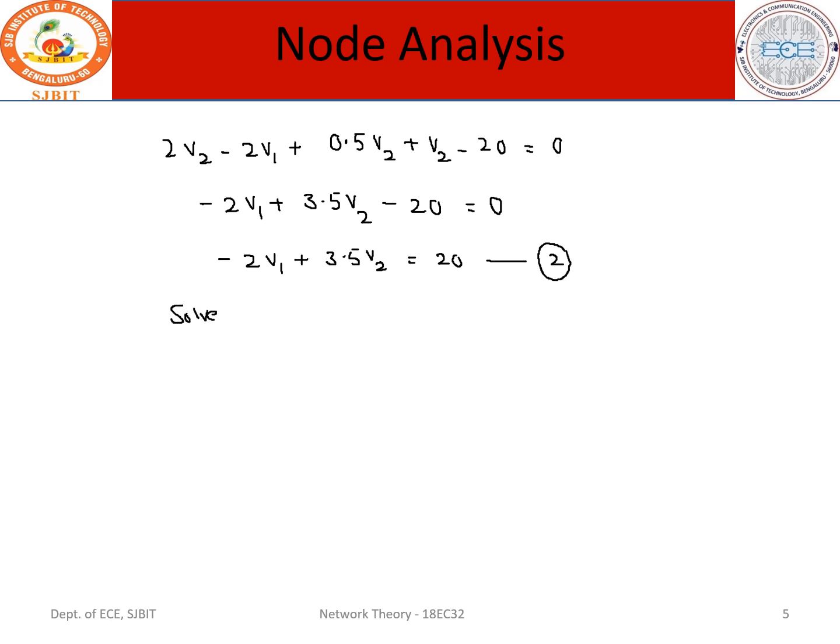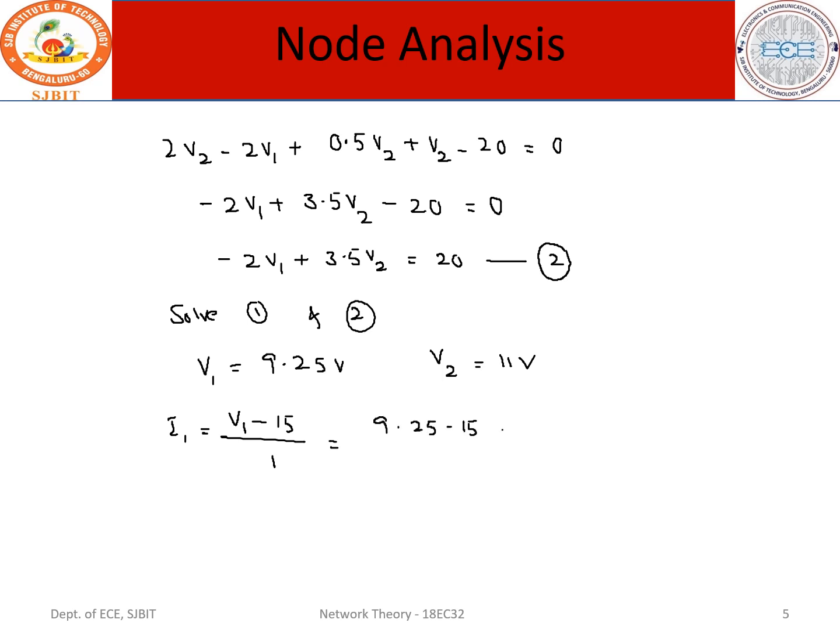Now you can solve equations 1 and 2 to find the V1 and V2 values. After solving, we get V1 is equal to 9.25 volt and V2 is 11 volt. Then you can find the currents I1, I2, I3, I4 and I5. I1 is V1 minus 15 divided by the resistor value 1, so 9.25 minus 15 gives minus 5.75 amps. Whatever direction we assumed, the current will flow in the opposite direction.